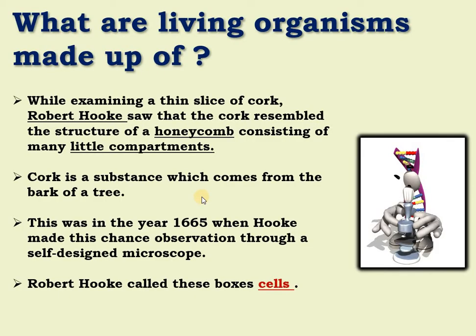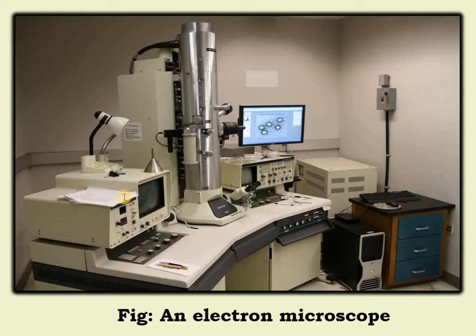By observing under the microscope, what was the conclusion? While examining the thin slice of cork, Robert Hooke saw that the structure was very similar to a honeycomb consisting of small compartments. And what is cork? You should know about that. It is a substance which comes from the bark of a tree. That cork he observed under his microscope. I am talking about Robert Hooke, and he called these small compartments cells.